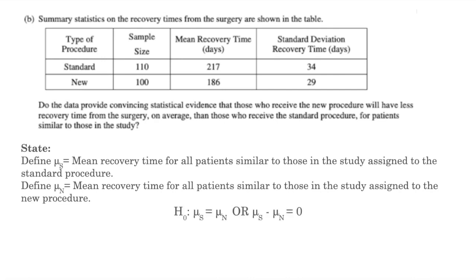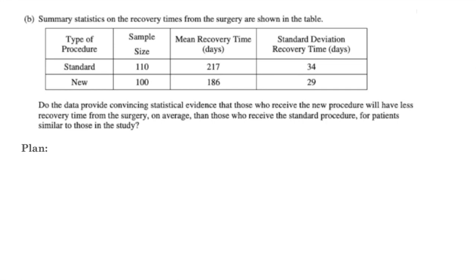I'm also going to state my hypotheses. There's two ways to do that when you're comparing two independent samples. You could either say mu s is equal to mu n, or you could say the difference is equal to 0. All right, the next phase is plan.